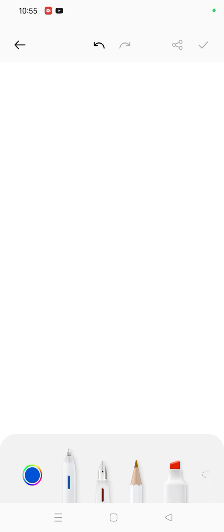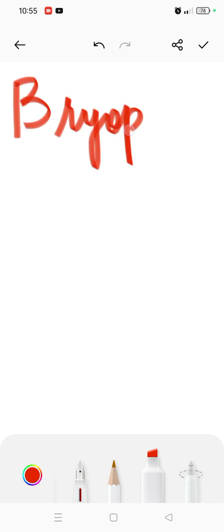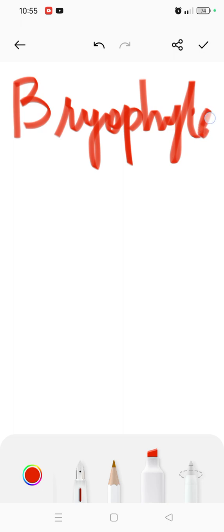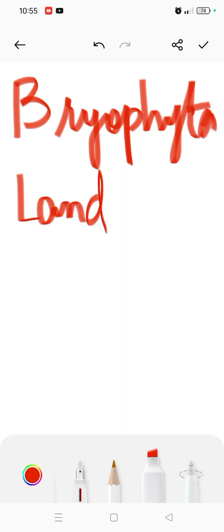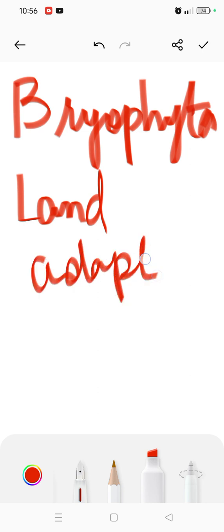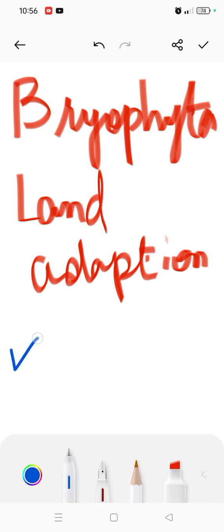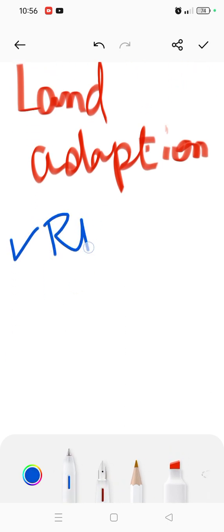So we were discussing bryophytes, but in this video we are going to see land adaptation in bryophytes. Okay, so we are starting with the first heading, which is rhizoids.